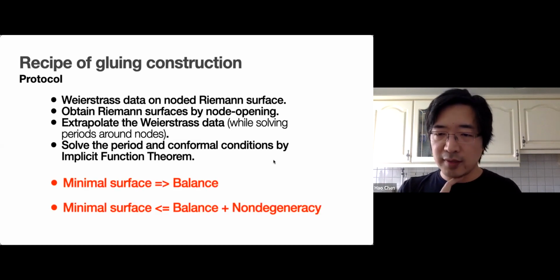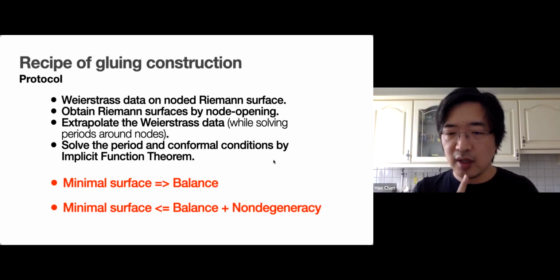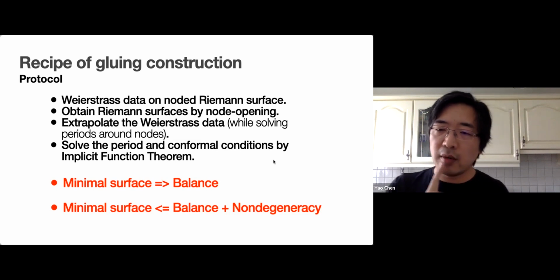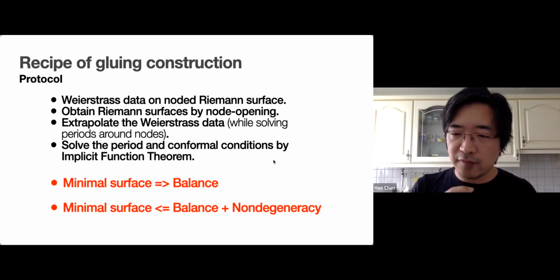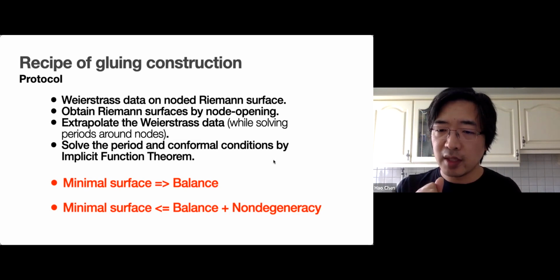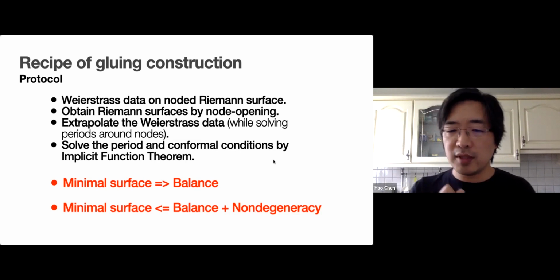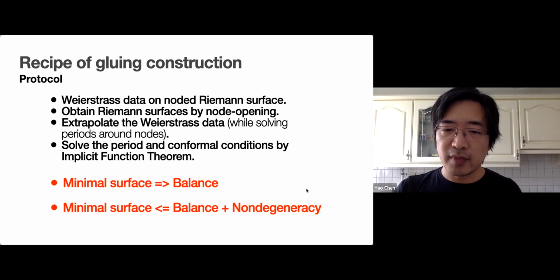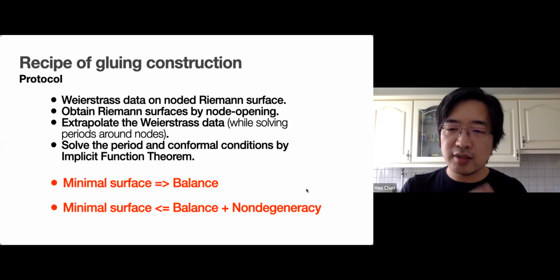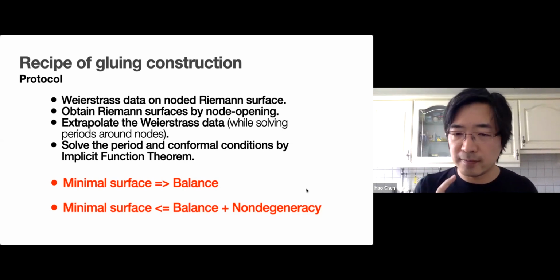So the first is that the conformal type of the noded Riemann surface must satisfy a condition that we always call balance condition. This usually comes from the fact that the parallel and conformal conditions need to be solved also at the noded limit. And the second conclusion is that in order to use the implicit function theorem, we need a certain non-degeneracy condition, which roughly says that any small perturbation of the conformal type will destroy the balance.